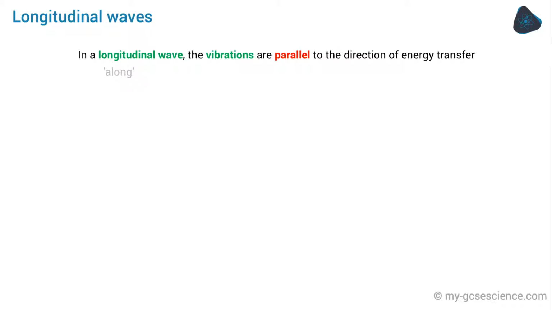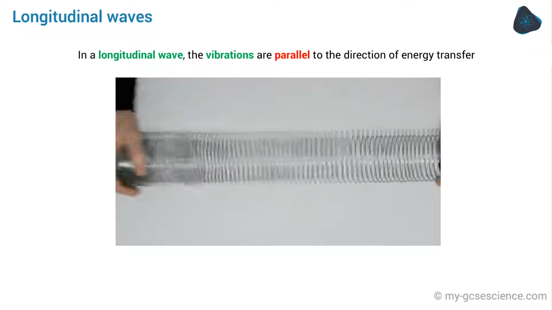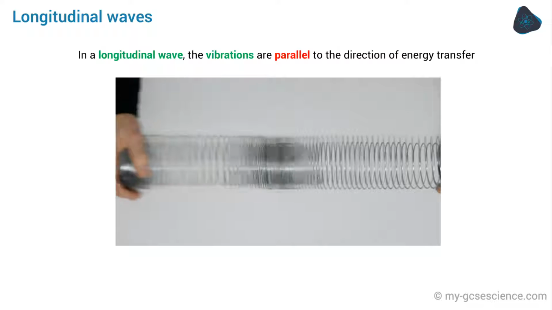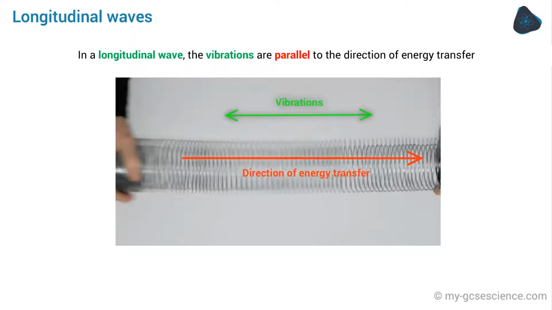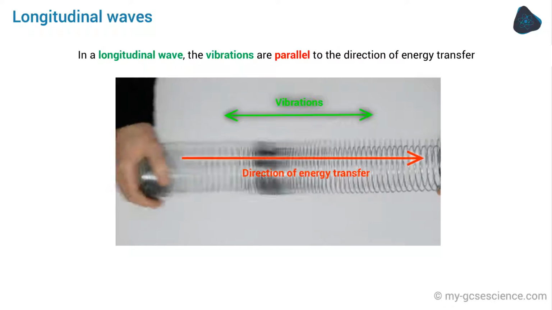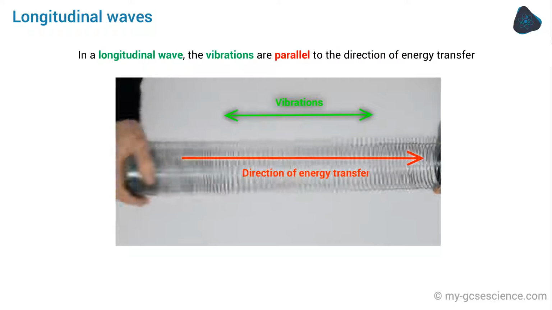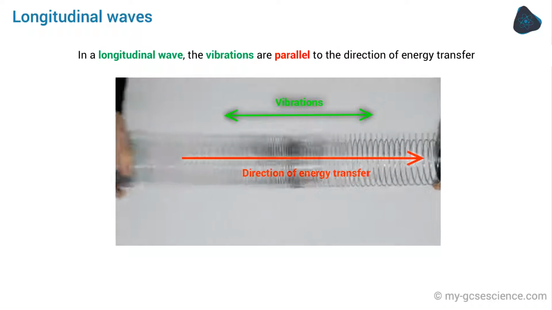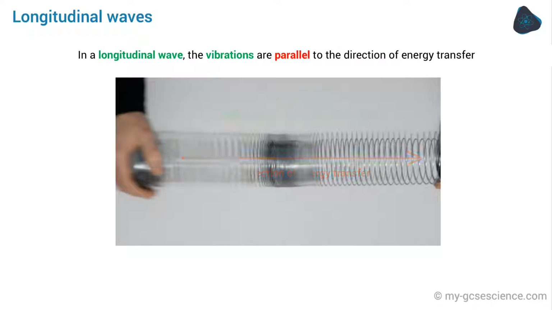We can produce a longitudinal wave on a slinky spring by pushing and pulling it forwards and backwards like this. Notice how the coils of the slinky are vibrating parallel to the direction of energy transfer this time. You might also notice that the metal coils have been pushed together in some places and pulled apart in others. In a longitudinal wave, a compression is where the particles that make up the wave are closer together than normal, and a rarefaction is where they're further apart.